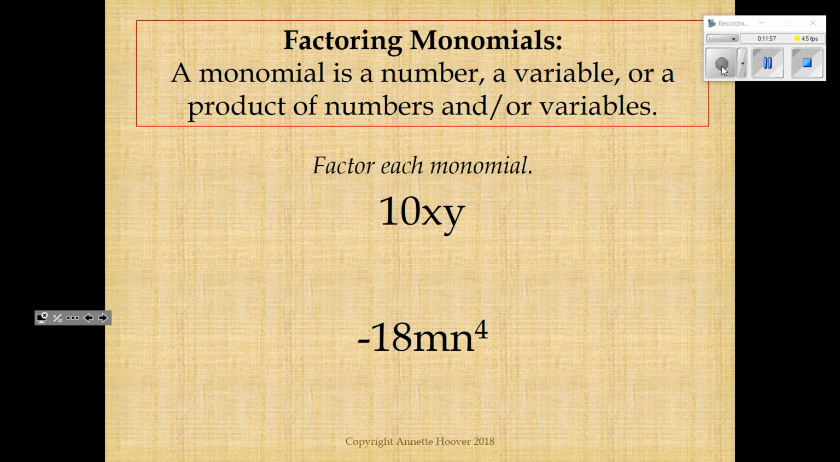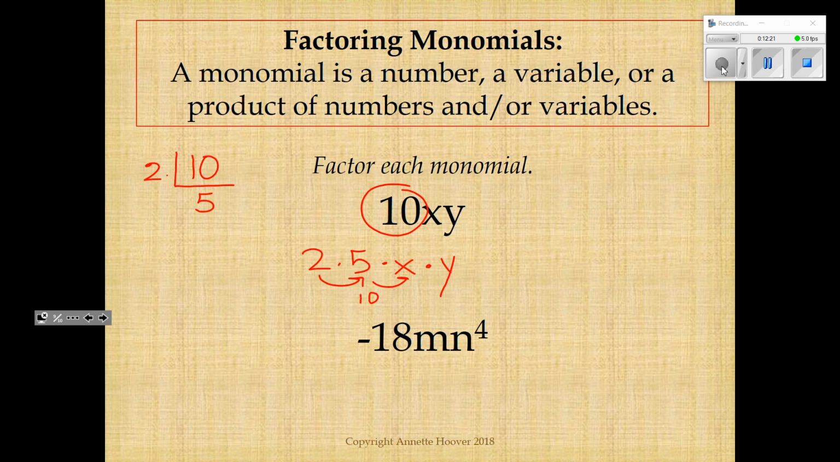Okay, we're going to try this again. We have 10xy. First we look at the number. 10 is not prime. It's even, so we divide by 2. 5 is prime, so we know that 2 times 5. And then we have 1x, and we have 1y. So that one is simply 2 times 5 times x times y. So if we were to multiply this, 2 times 5 is 10, 10 times x is 10x, and 10x times y is 10xy. Go right back to what we started with.